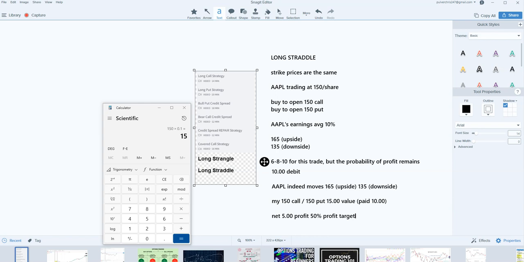Point is, do you now understand the difference between a long strangle and a long straddle and how it pertains to I want to be in a trade? I think it's going to go up or down. I think it's going to go a decent amount up or down. A lot of times this is an easy way to approach earnings season.